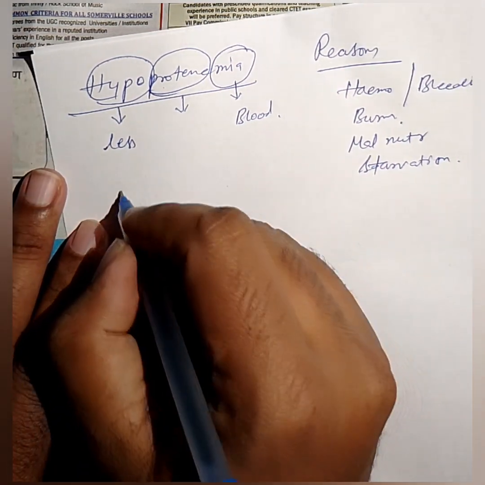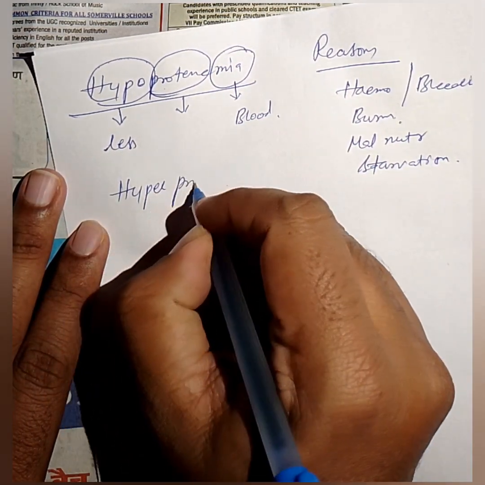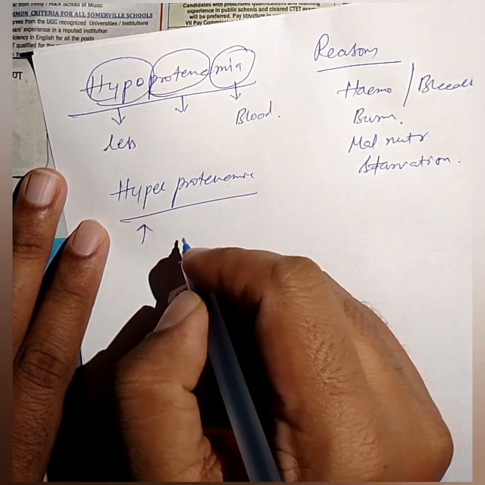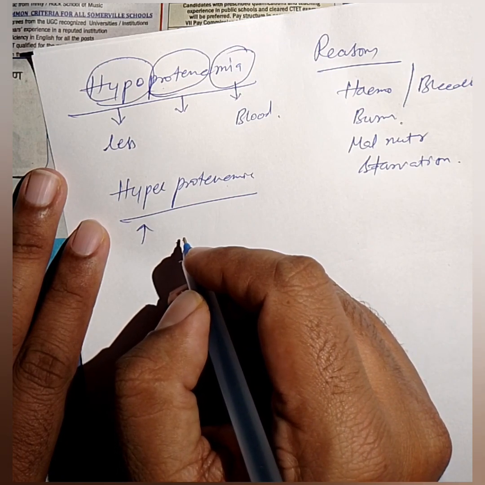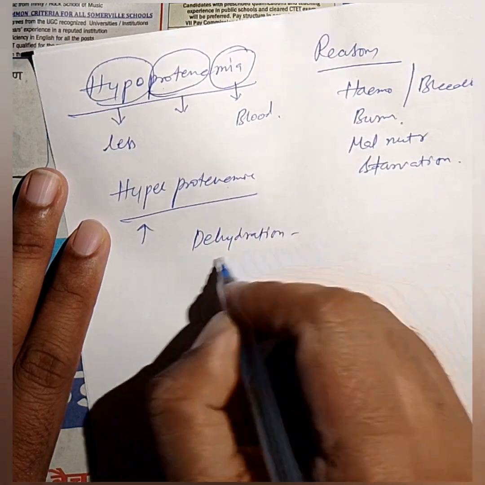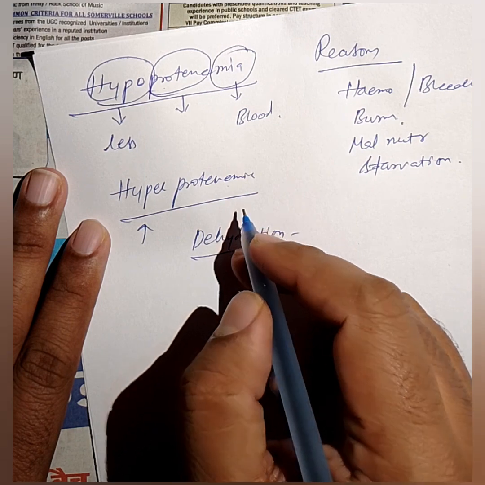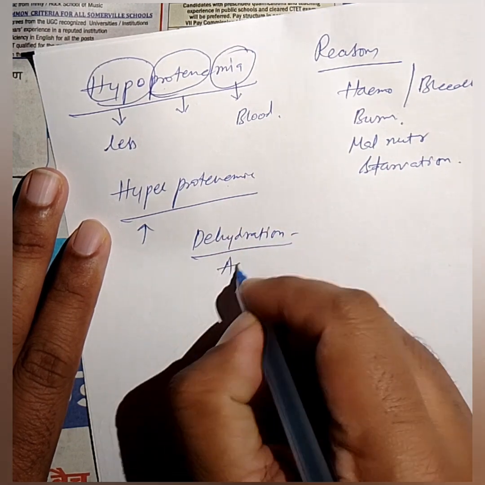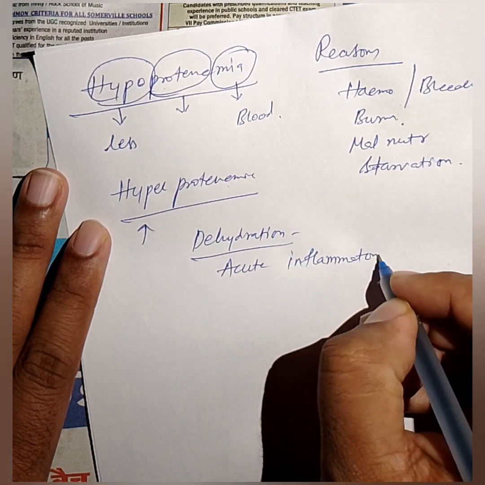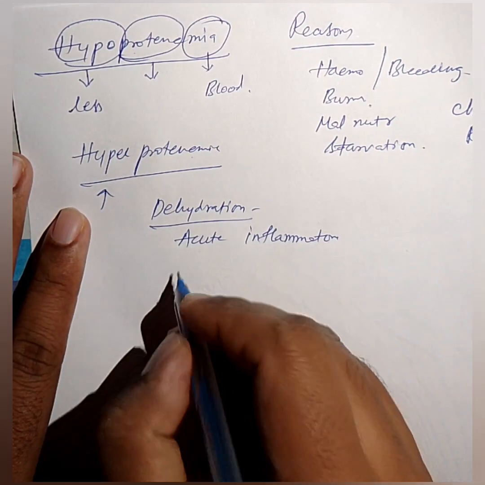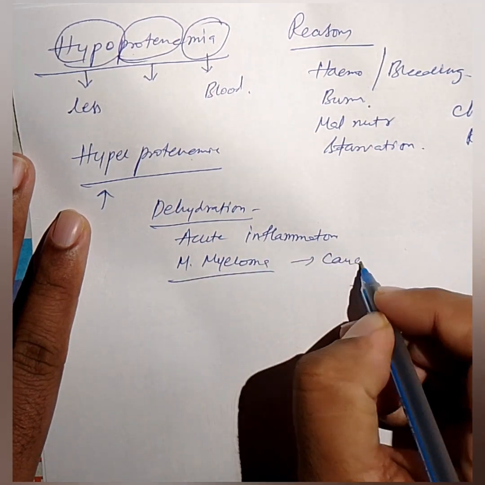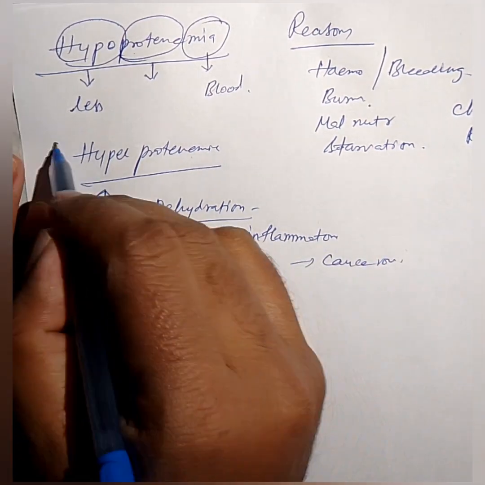And we can see even the condition of hyperproteinemia also. What is hyperproteinemia? Hyperproteinemia refers to the increase of the protein level in the blood. The reason is dehydration, because of the loss of water in the body, hyperproteinemia occurs. And we can even see acute inflammatory conditions, which also lead to hyperproteinemia. And we can see even multiple myeloma. What is multiple myeloma? It is a cancerous-like condition, and even in this condition proteins will be increased.